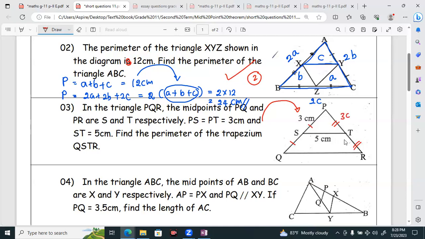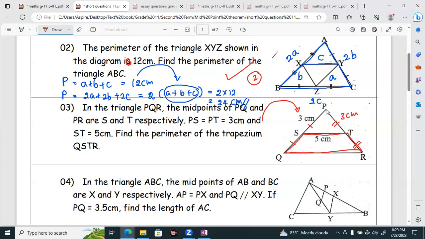ඒකත් අපි මෙන්න මේ විදිහට ලියාගමු. PS equals PT equals 3 centimeters. Find the perimeter of trapezium QSTR. මෙන්න මේ trapezium එකේ perimeter එක තමයි හොයන්නේ.